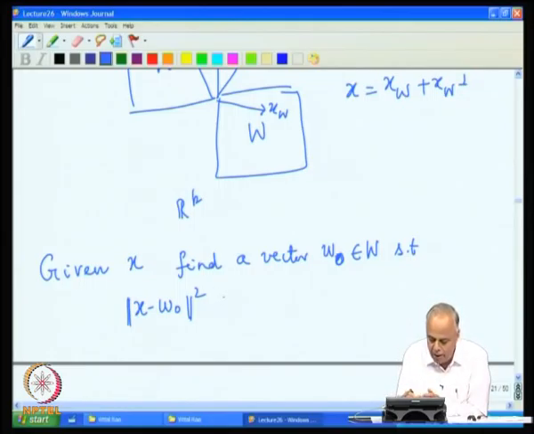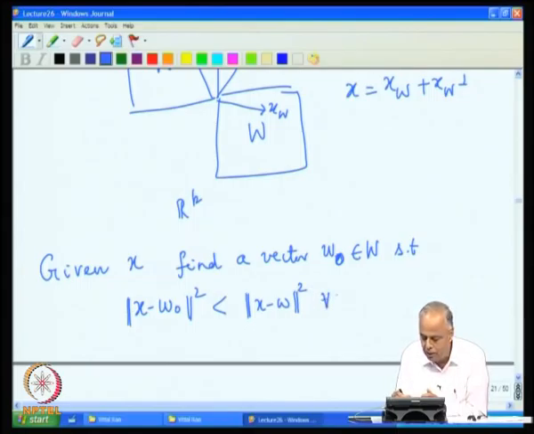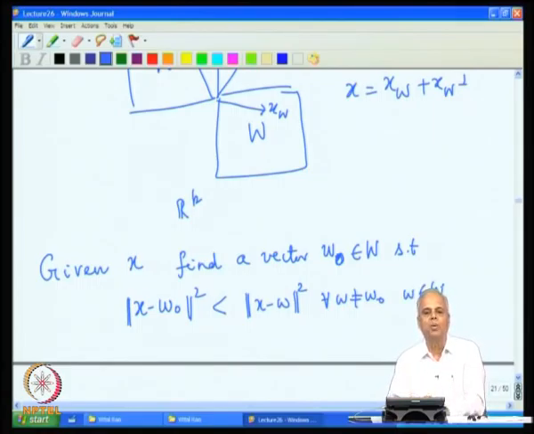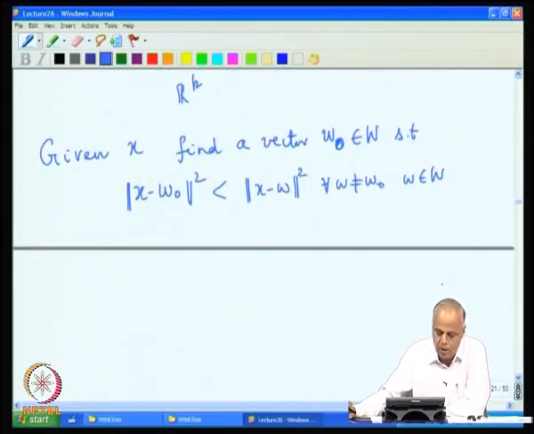Now, I want to find a W naught that gives the least error, that is, if you take any other W in W, the error must be more; x minus W naught must be giving the least error. So, in other words, can we approximate x in W with the least error? This is called the approximation problem.